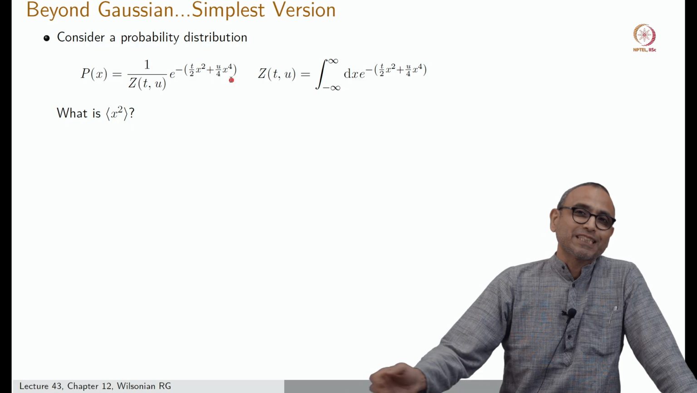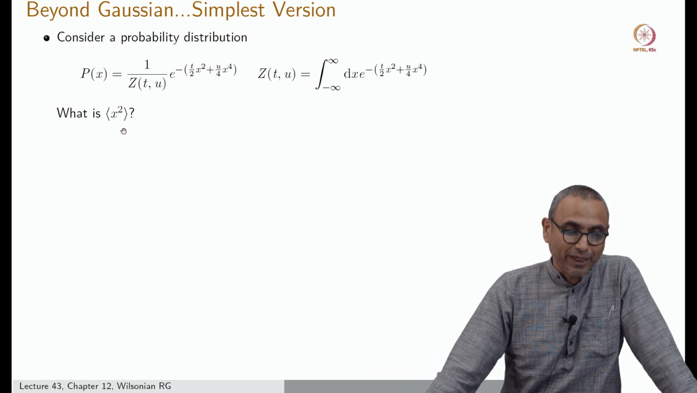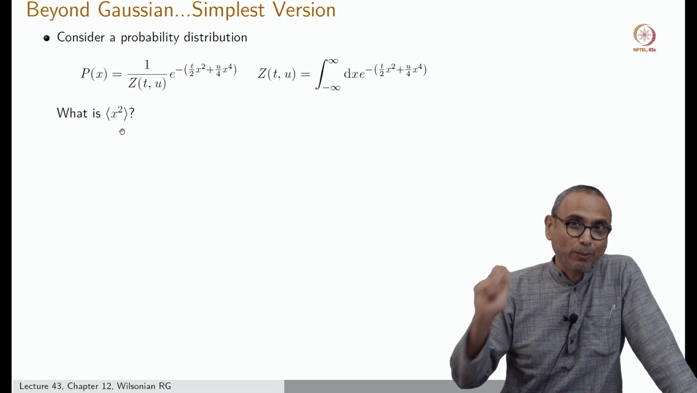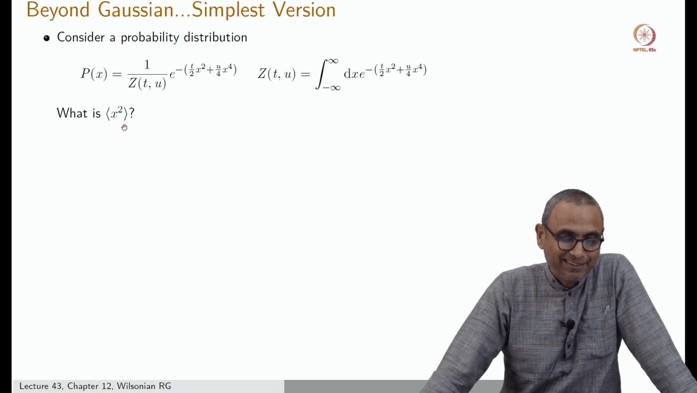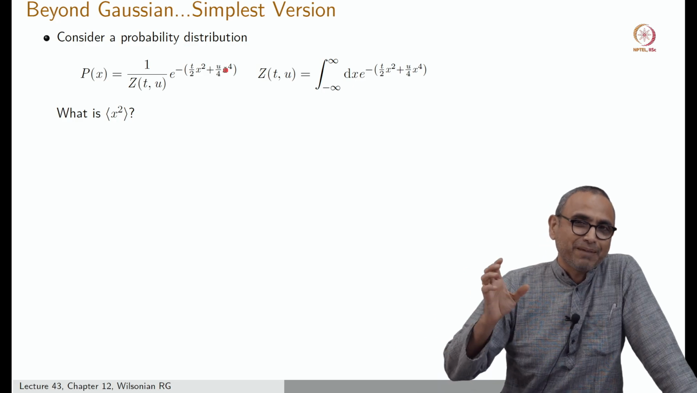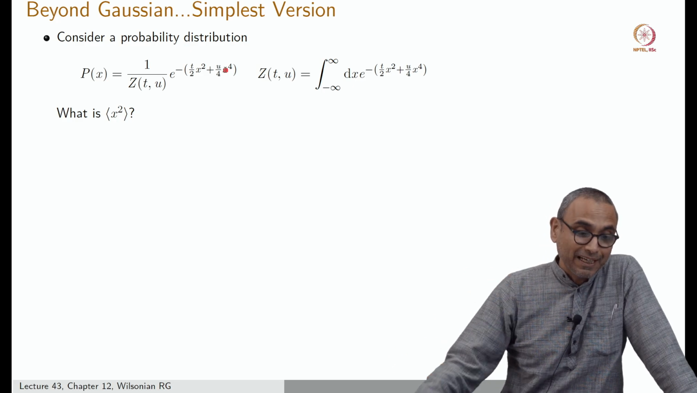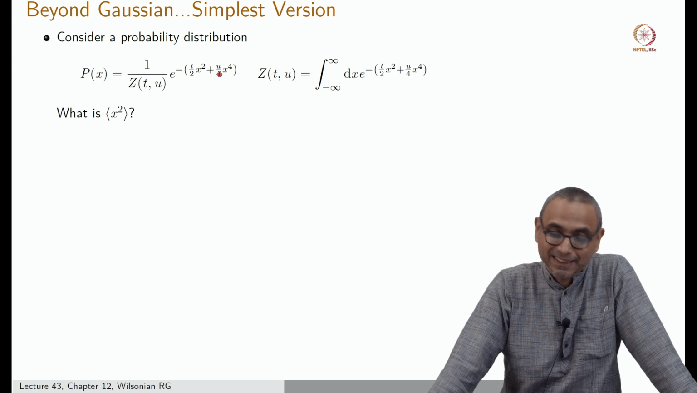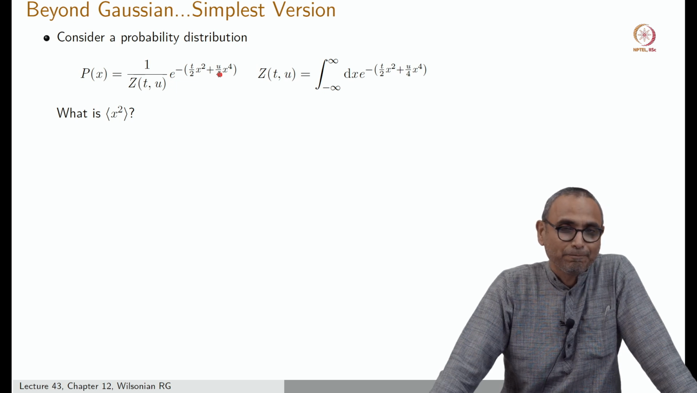Now the natural question to ask is, what is the mean value of x square? Okay, I did not put this question explicitly, but please stop the video and ask yourself the question: if I turn on u, will the magnitude of x square, the expectation value of x square, be larger than when u was 0, or will it be smaller than when u was 0? Please think about that before we proceed.